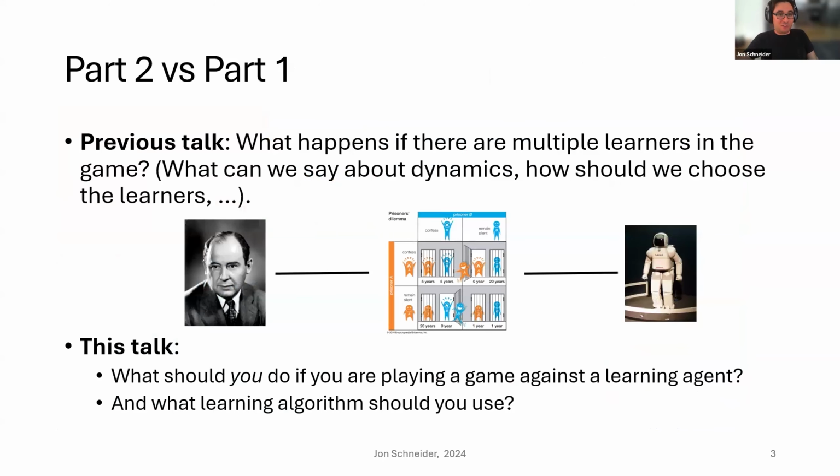So what's the difference between this part and what Yoav just talked about? Yoav gave a great talk about strategic phenomena that arise when there are multiple learners in the game. What can we say about dynamics? And if we're designing these learning agents, how should we choose the learners so that the dynamics have properties we like? This talk, we're going to zoom in a lot more on a more asymmetric problem. The two main questions you can think about are: what should you do if you're playing a game against a learning agent? And vice versa, if you're the one designing a learning agent to be played in these games, what learning algorithm should you use?